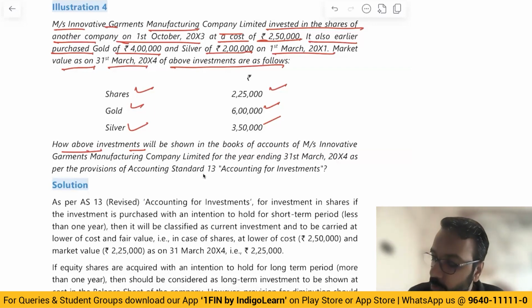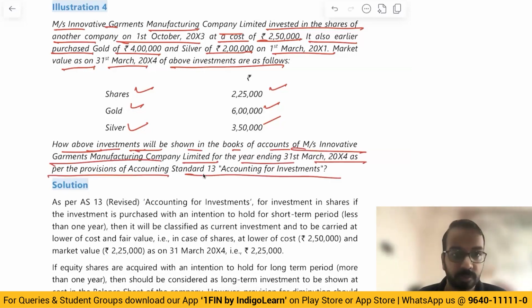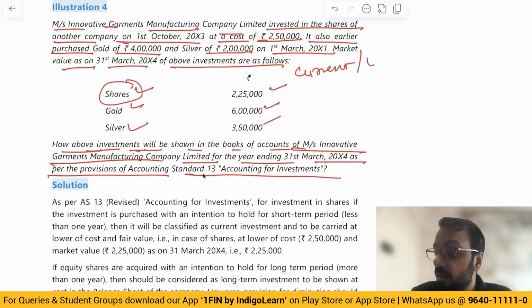How will the above investments be shown in the books of accounts of Innovative Garments Manufacturing Company Limited for the year ended 31st March, in line with the provisions of Accounting Standard 13 on investments? Okay, now what have they done? They have given three investments: shares, gold, and silver. Now, how do you evaluate shares? You have to check whether it is current or long term.